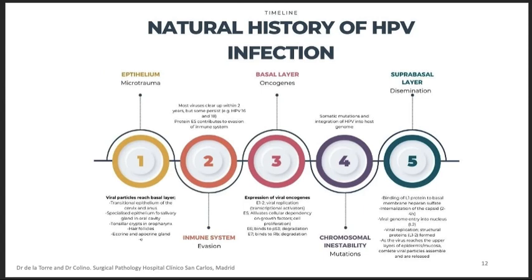Protein E5 contributes to evasion of the immune system. Expression of viral oncogenes occurs in the basal layer. For this to occur, transcriptional activators like E1 and E2 are necessary for viral replication. Protein E5 alleviates cellular dependency on growth factors, and this will end in cell proliferation. Protein E6 binds to p53 and causes its degradation, as well as protein E7, which will bind to Rb and cause its degradation as well. All of these will end in somatic mutations and integration of HPV into the host genome.